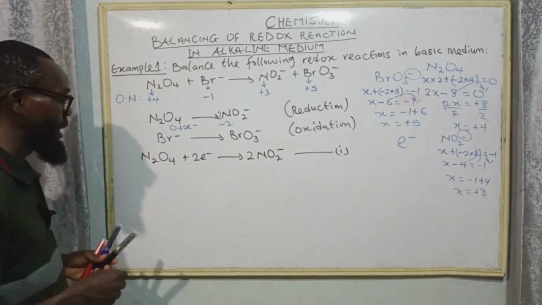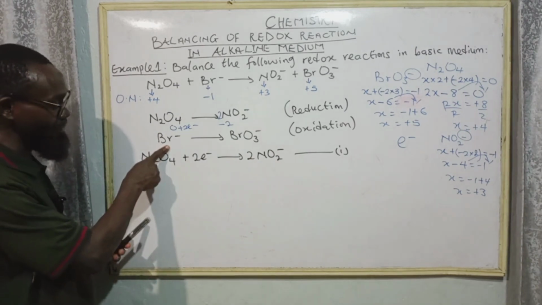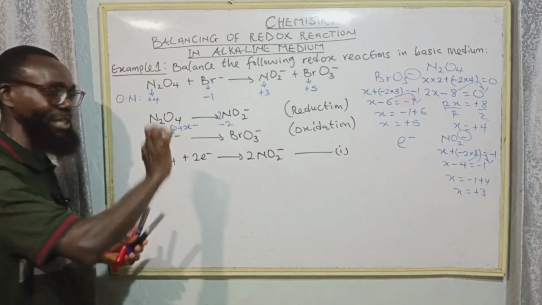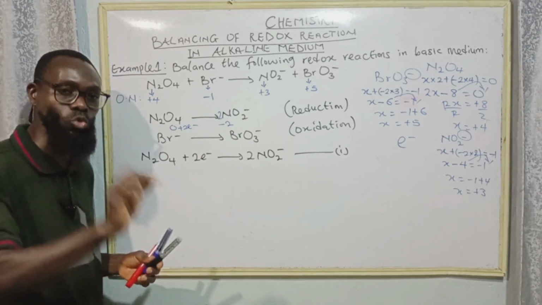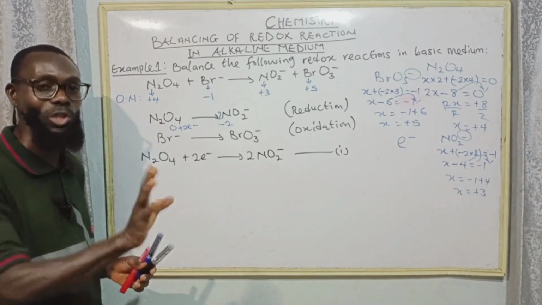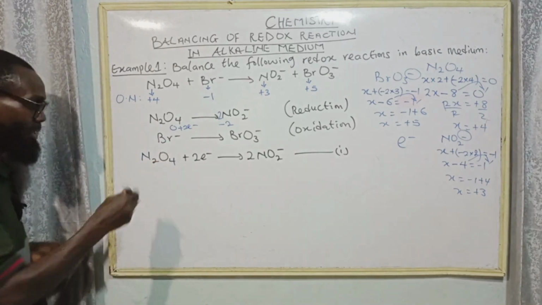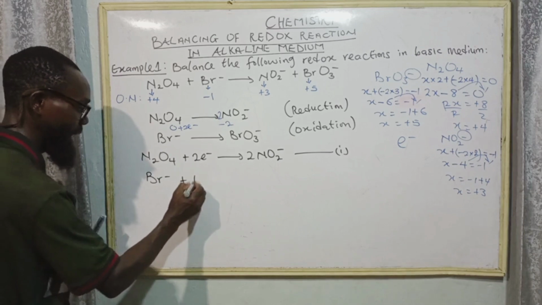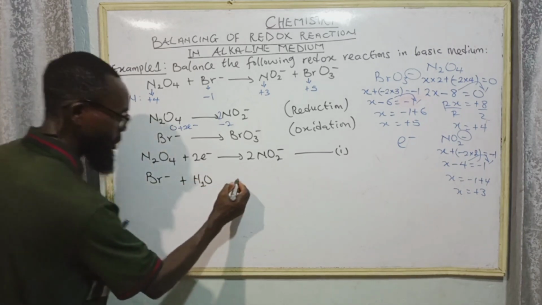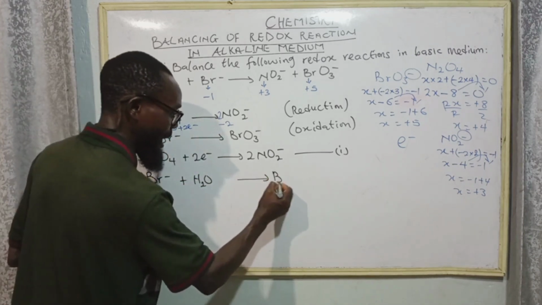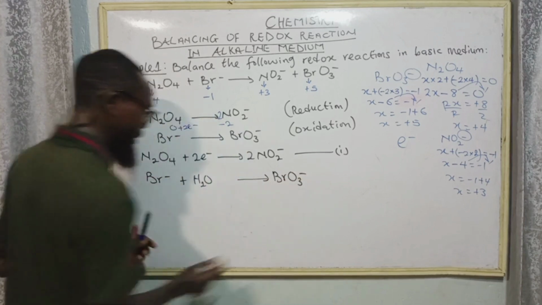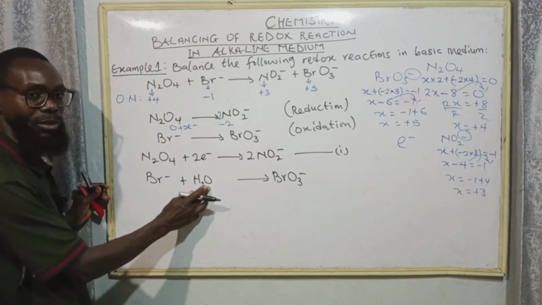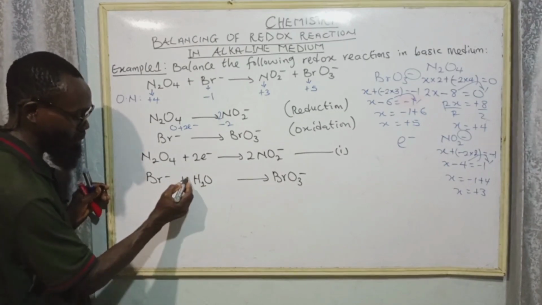The next one, how many oxygen do we have here? No oxygen here. And we have 3 oxygens here. I'm going to balance the oxygen by adding H2O to the side without oxygen. So I had H2O here. I'm going to have Br minus plus H2O to give me BrO3 minus. Now, oxygen here is 3. My oxygen here is 1. To make it 3, I'm going to put 3 here.